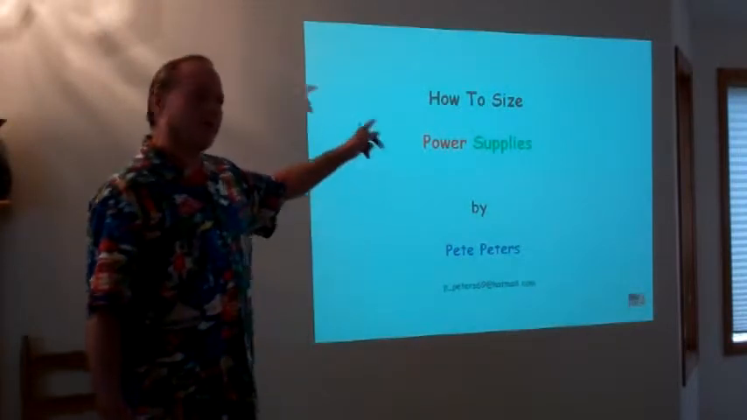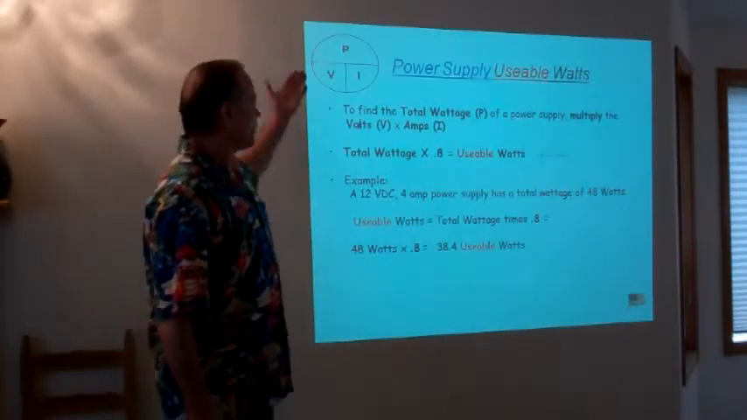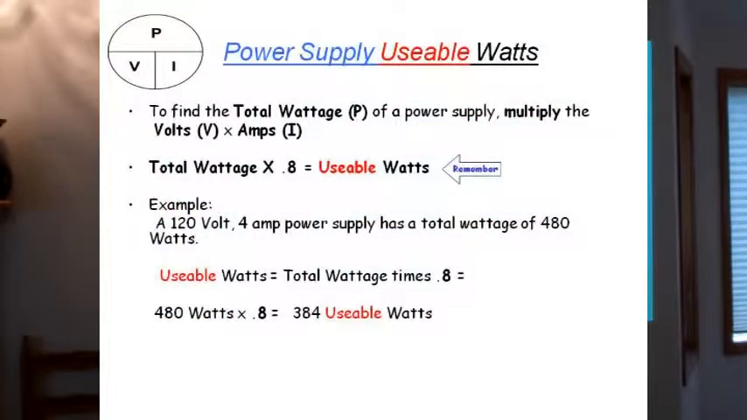So we're going to look a little bit at how to size our power supply. And this again, you'll notice, is very similar to what we were looking at before. Usable watts, however, this time. Now remember, we're sizing our power supply. This is what we're going to be looking to do. And to find our total wattage of the power supply, you multiply volts times amps. Well, that's just what we did just before. The power supply has to provide the amount of power that we need to drive our circuit.